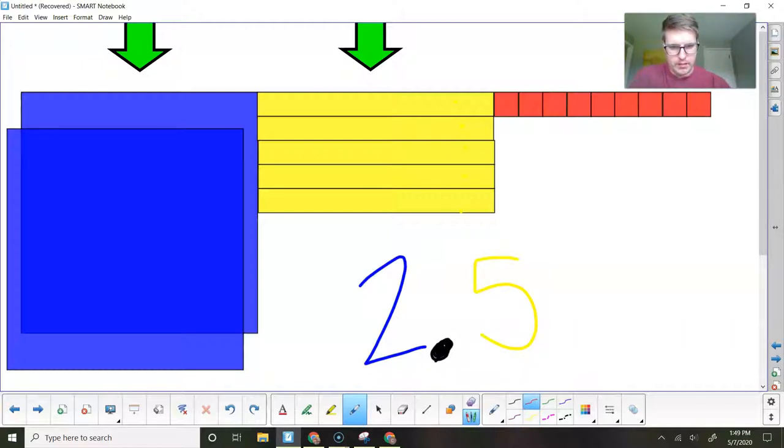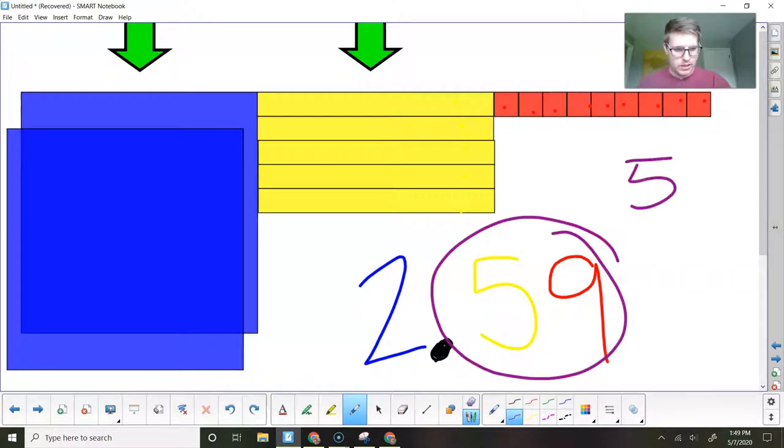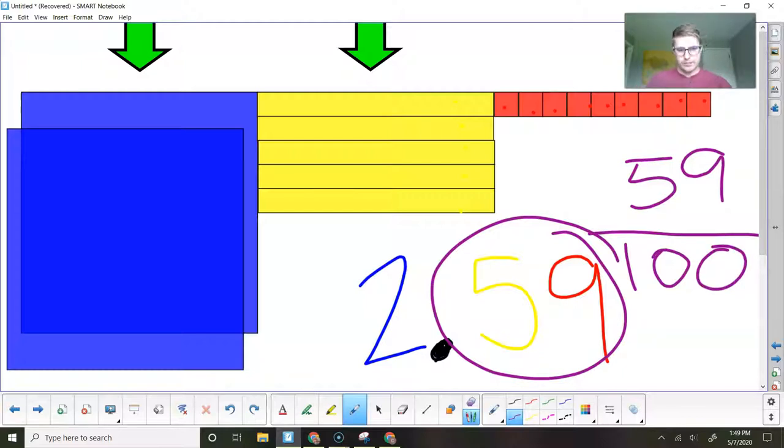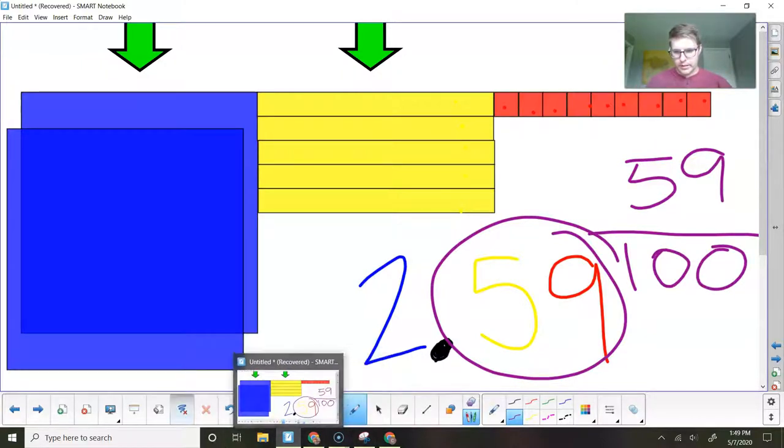Now I need to count how many hundredths. 1, 2, 3, 4, 5, 6, 7, 8, 9. So my decimal is 2.59. Let's use our word form to say it together, okay? Replace the point with an and. Everyone? 2 and 59 hundredths. Right, so if I wanted to rewrite this part, I could write it like this because it is less than one. It is a fraction. 59 hundredths. All right, let's do another. One more.